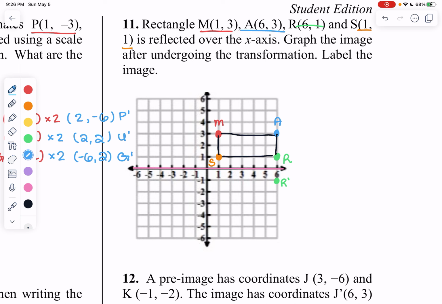Next up is going to be A. A looks like it's 1, 2, 3 jumps away from the x-axis, meaning its reflection is also 3 jumps away from the x-axis. There is A prime. Erase my jumps. Next, we'll do M. M is 1, 2, 3 jumps away as well. So 1, 2, 3 jumps away.